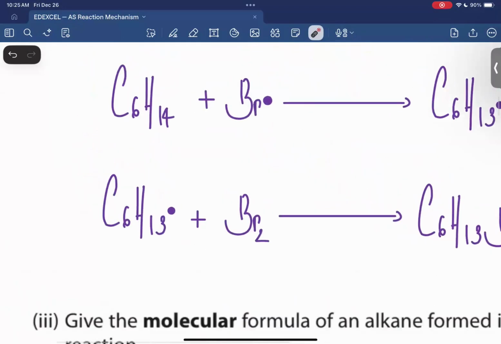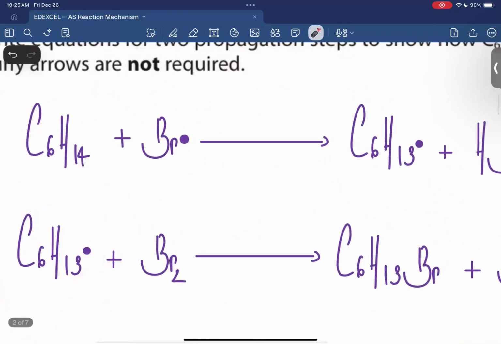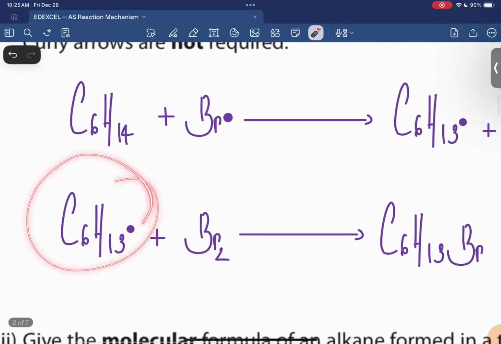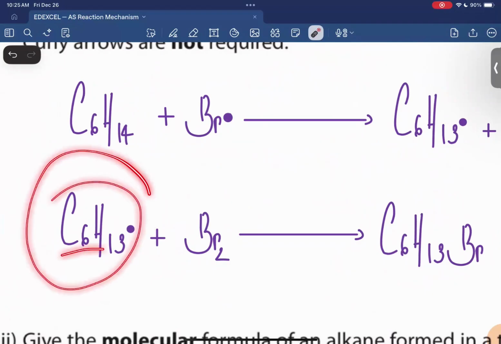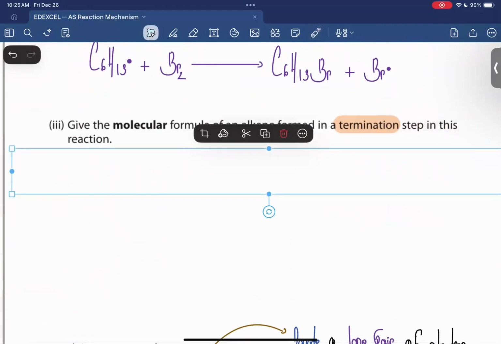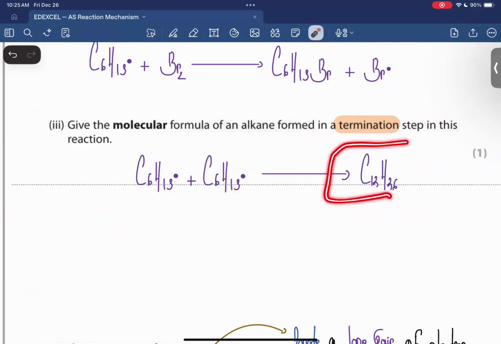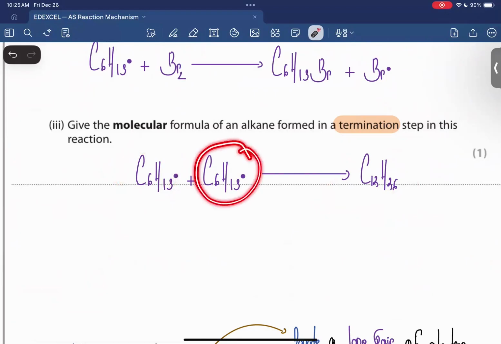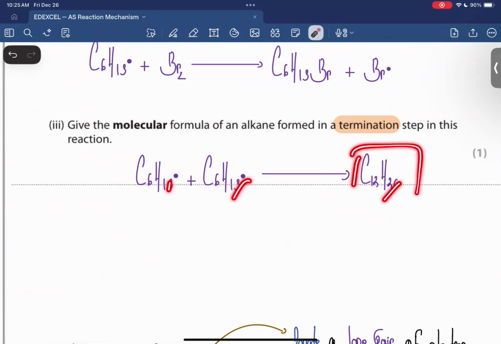What are the free radicals in this reaction? This is a free radical, right? So two free radicals of this will react together to form a molecule of this. C6H13 radical, C6H13 radical, giving C12H26. This is basically the termination step.